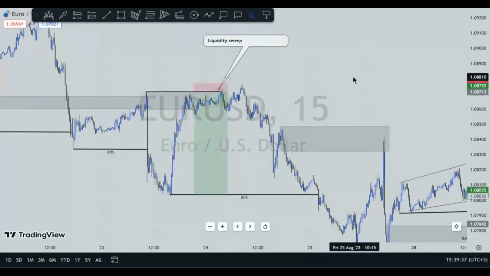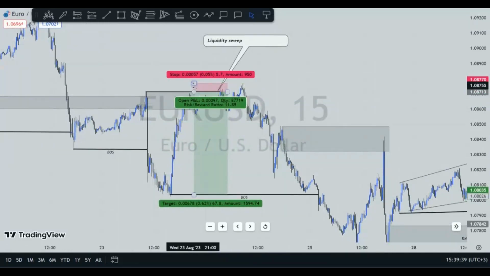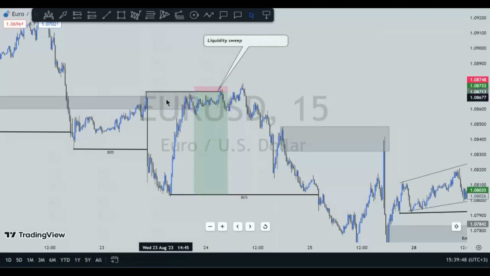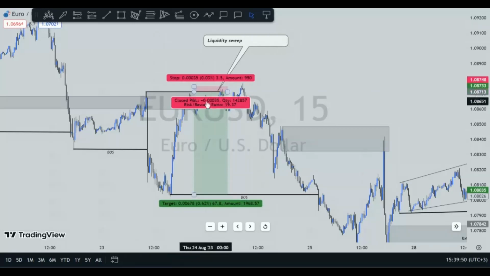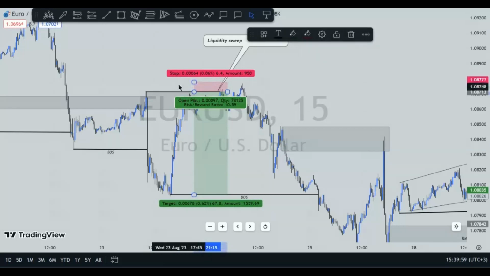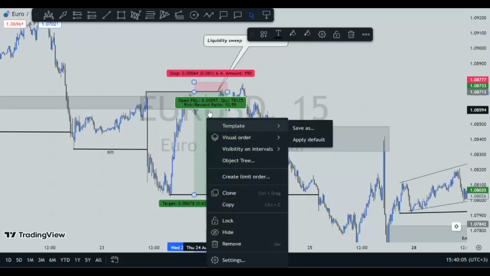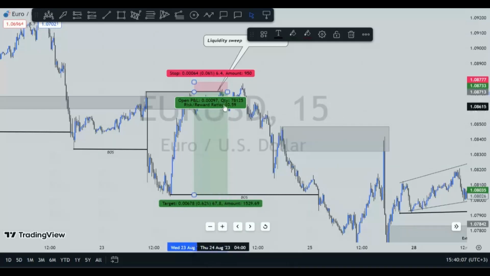Well, now if you would have placed your stop loss just right above this high here, your stop loss would have triggered. But if you would have placed it just pips above, then it will be wide, but it will be on the safe side. That might be entry one.